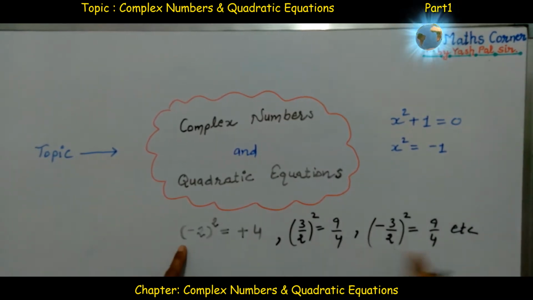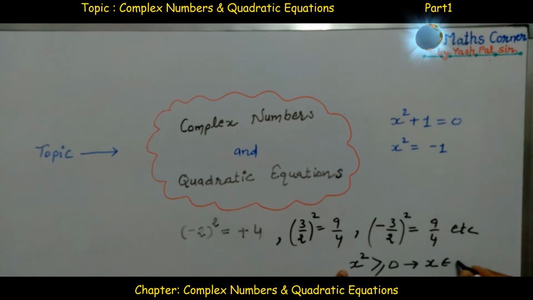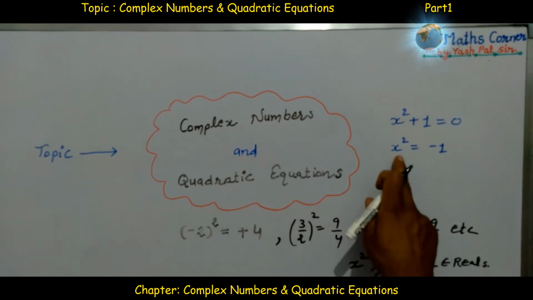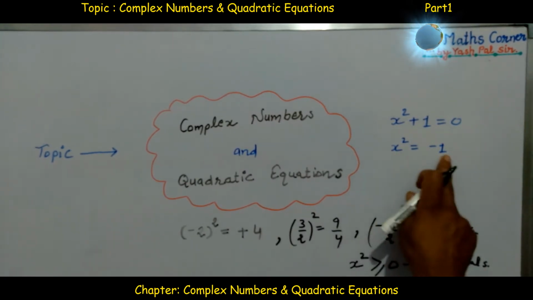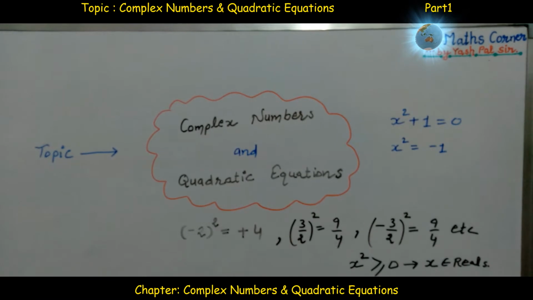Everywhere, what is the common thing? We see that every time, the square of the number we are taking is always non-negative. Non-negative means the result is always greater than or equal to 0 if x belongs to the reals. So we cannot say that the square of any real number is minus 1.